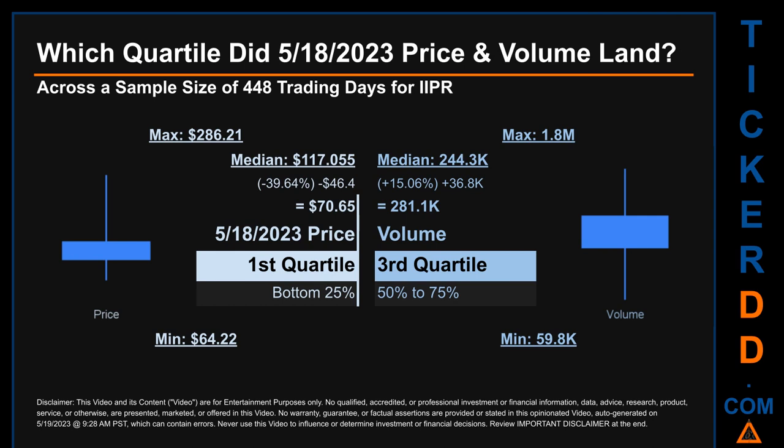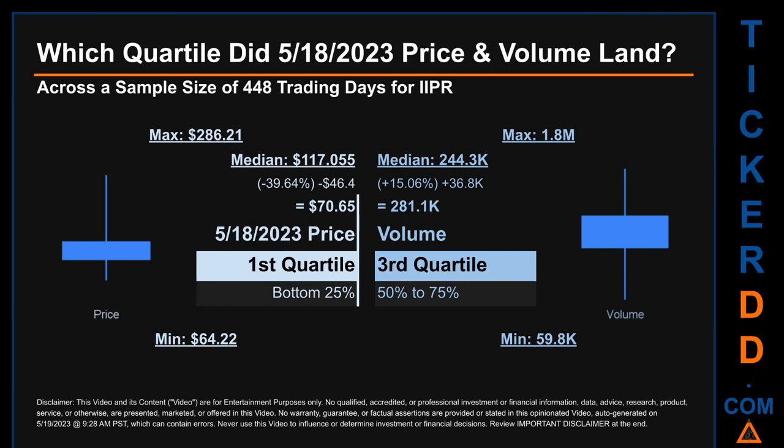The day's volume landed within the third quartile, that is within the 50% to 75% range of all sampled daily volume, which saw a max daily volume of 1.8 million and a minimum of 59.8 thousand. Quartiles tell us about the spread of a data set by breaking that data set into quarters, just like how the median breaks the set into half.